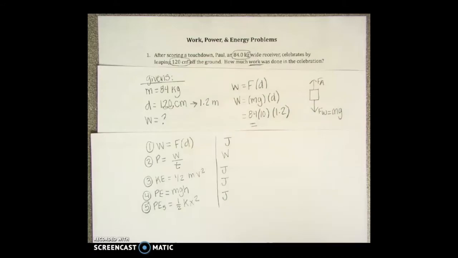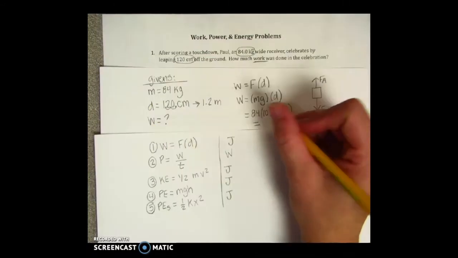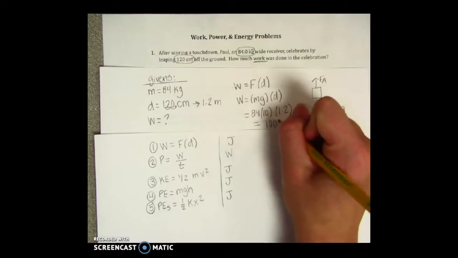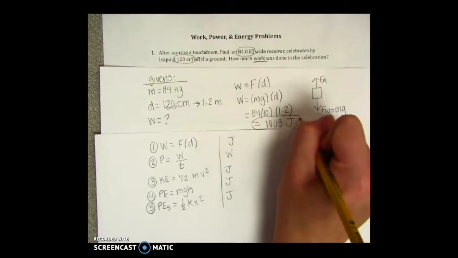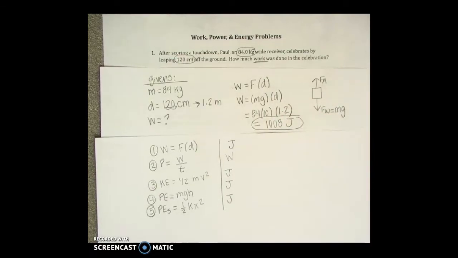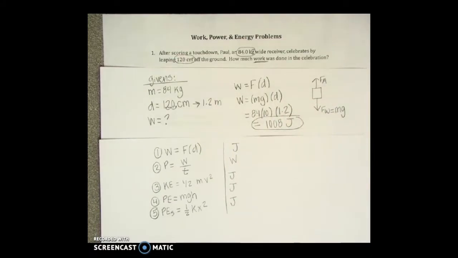So if we were to multiply all of that together, we should get 1,008, and remember we measure that in joules, and that's going to let us know how much work is done during the celebration. All right, let's take a look at another one.